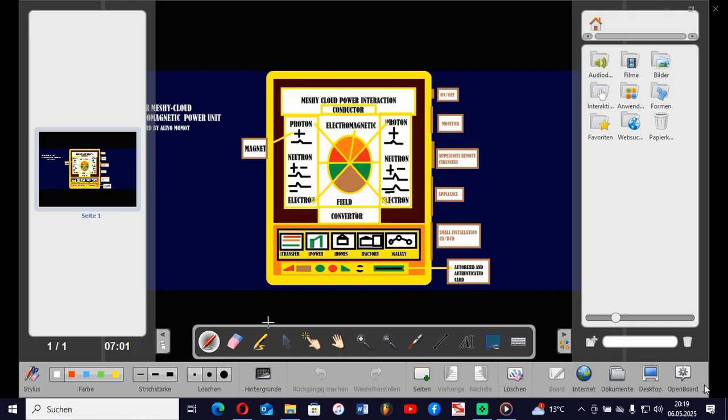Today we talked about Meshy power interaction, or modular power interaction.